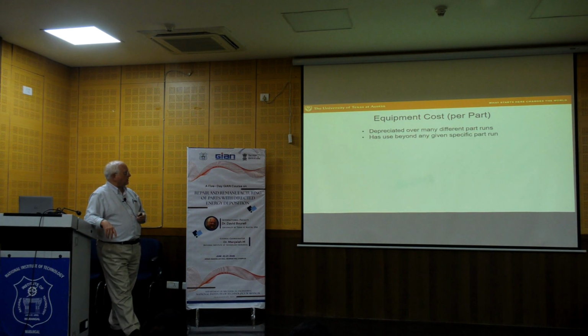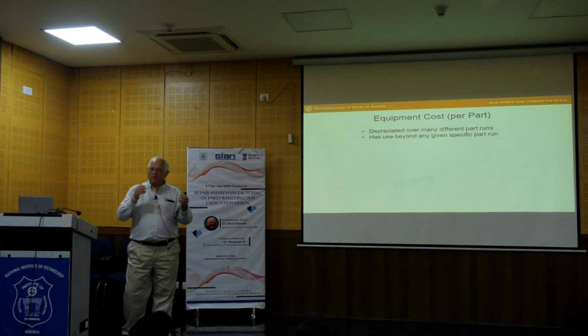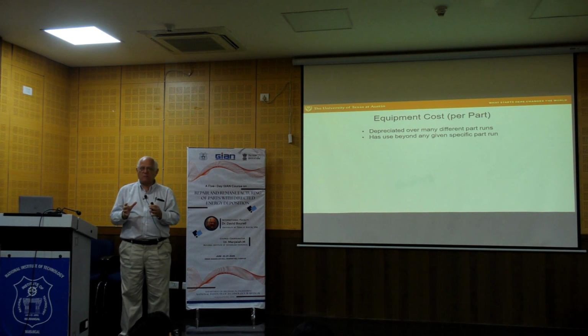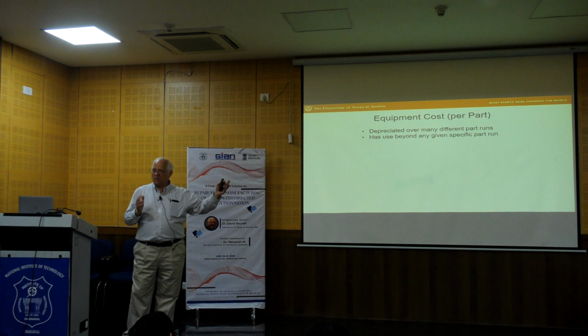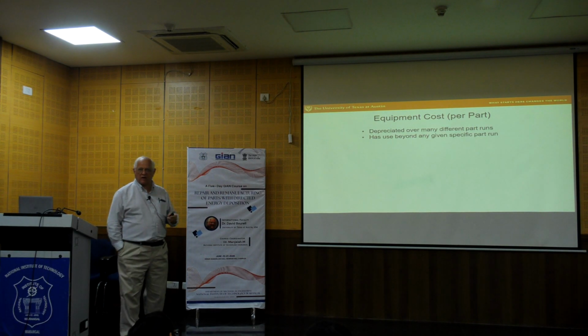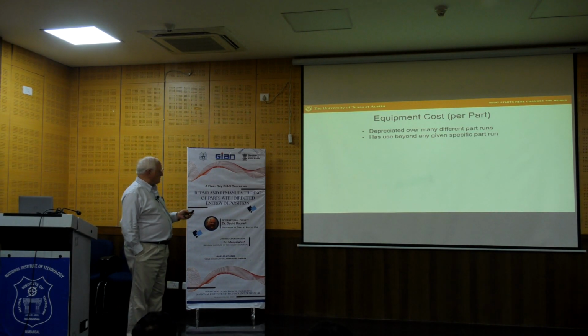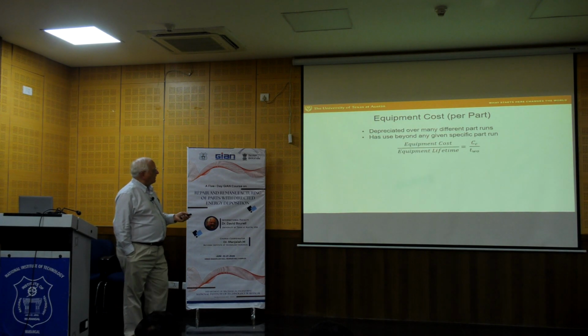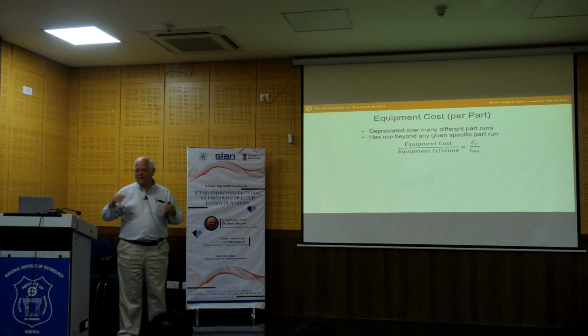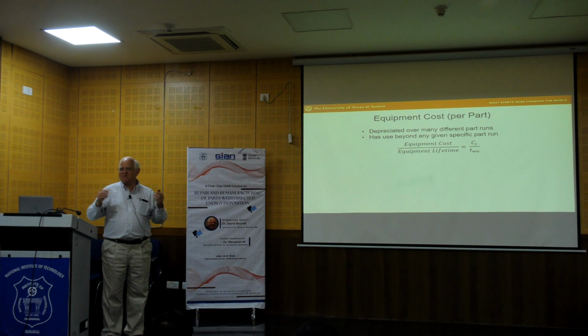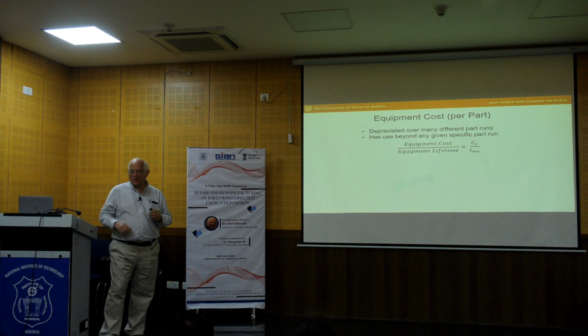Okay, let's look at the equipment cost, again, on a per part basis. As I mentioned, we're going to assume that I buy an expensive piece of equipment, I use it for a certain period of time, say 5 years, and then I get rid of it and I buy a new machine. So it's depreciated, and presumably would be over many different part runs. I can get this number by taking the cost of the equipment, C sub C, which for a DED machine, maybe $700,000 or something like that, perhaps.